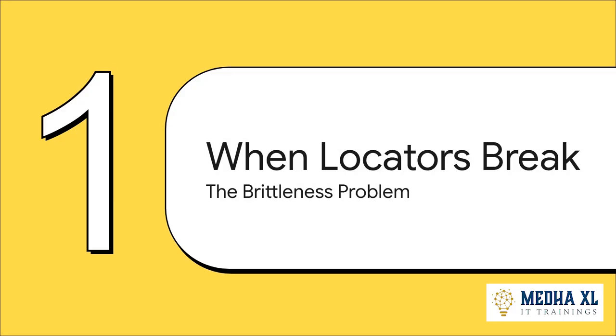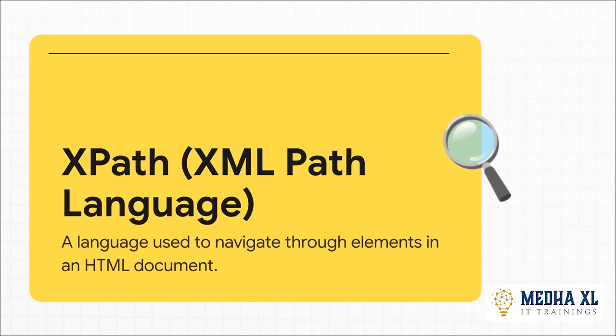Okay, so let's dig into why this is such a common problem. You might be using an element's ID or its class name, and that works great for a while. But then a developer makes what seems like a tiny change to the front end. They update an ID, they tweak a class name for a new design, and bam! Suddenly, your script is flying blind. It's just too brittle. This is where our hero, XPath, enters the picture.